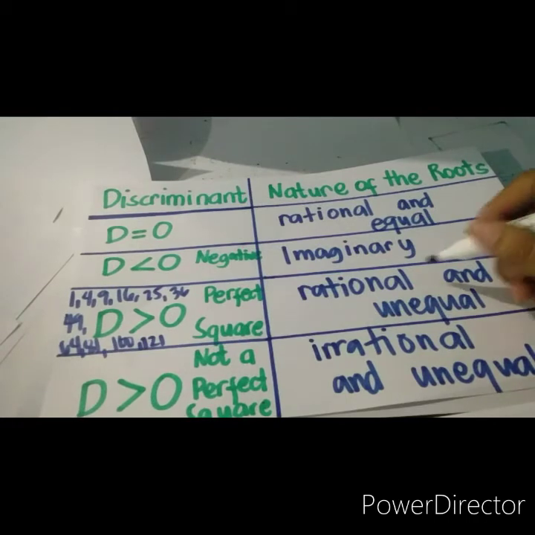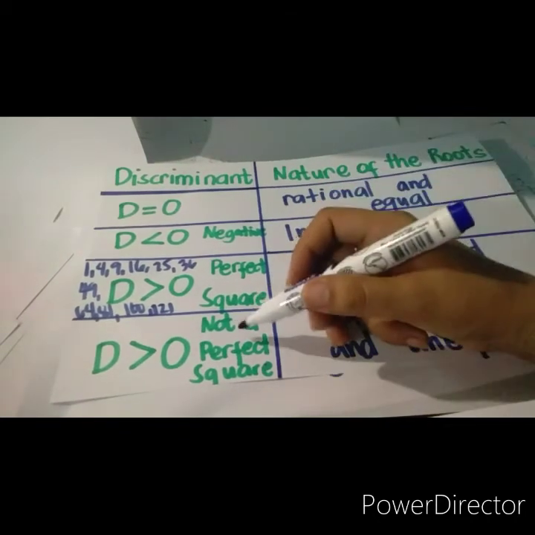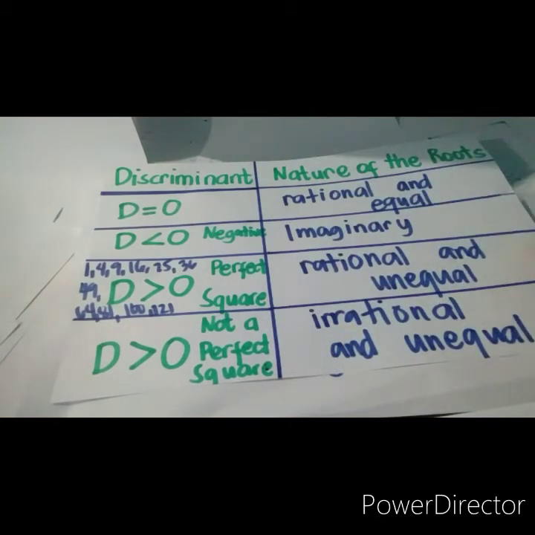Therefore, the nature of the roots are rational and unequal if that is our discriminant. How about if it is positive but not a perfect square? What is the nature of the roots? Irrational and unequal.